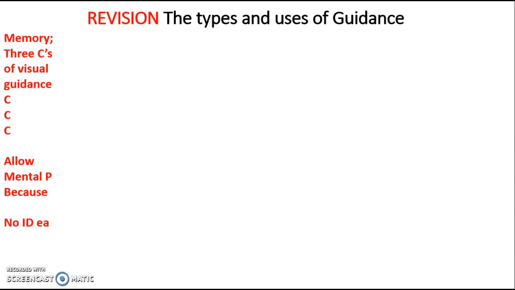If we change that to C's, there are 3 C's that make visual guidance effective. C, C, C, okay, and then that allows a mental picture, because they have no idea of what they're trying to do. So if you could use these now, can you think about what this stands for? Pause it now if you feel like you could use that just to give the effectiveness, etc.